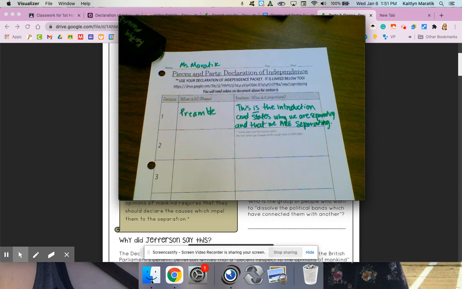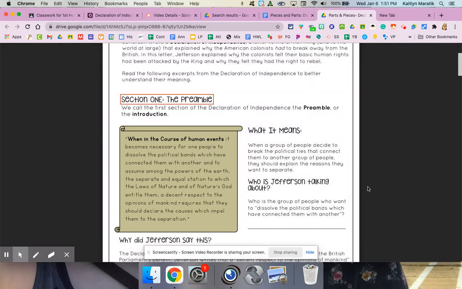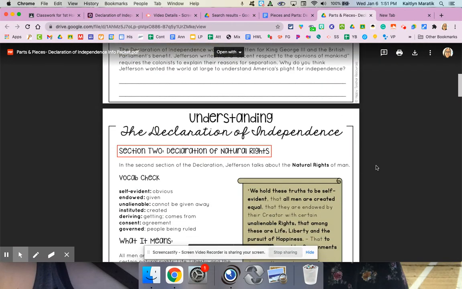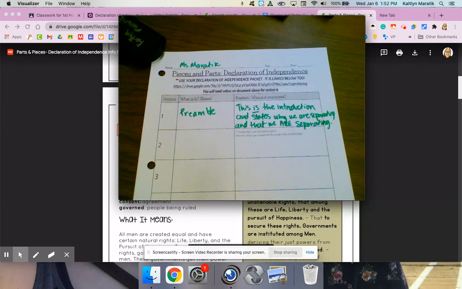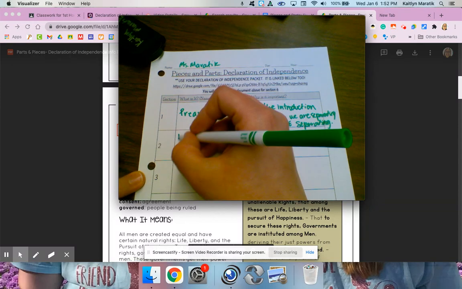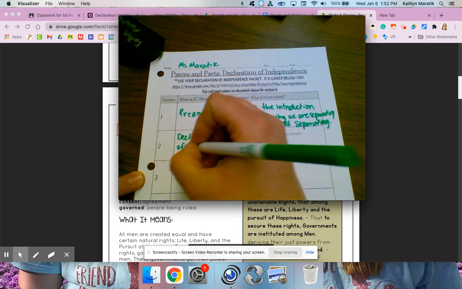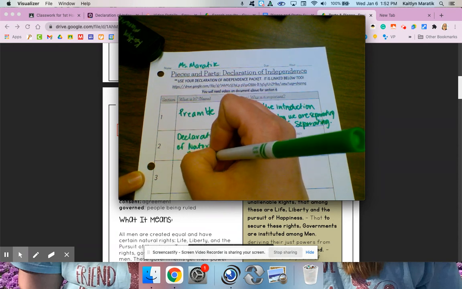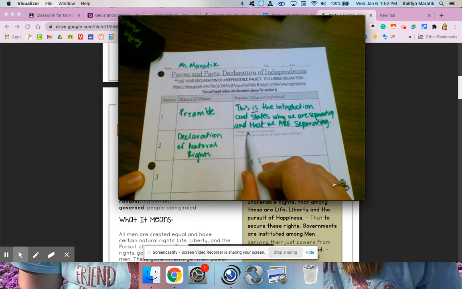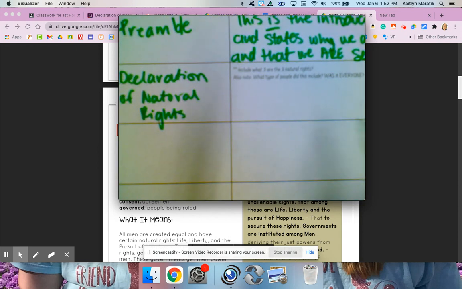I'm going to let you go ahead and grab these other ones. In fact, it's best to join live with class so you can get the best information, but I want to set you up with this. So Section 2, Declaration of Natural Rights. In here, you also need to include what are the 3 natural rights?